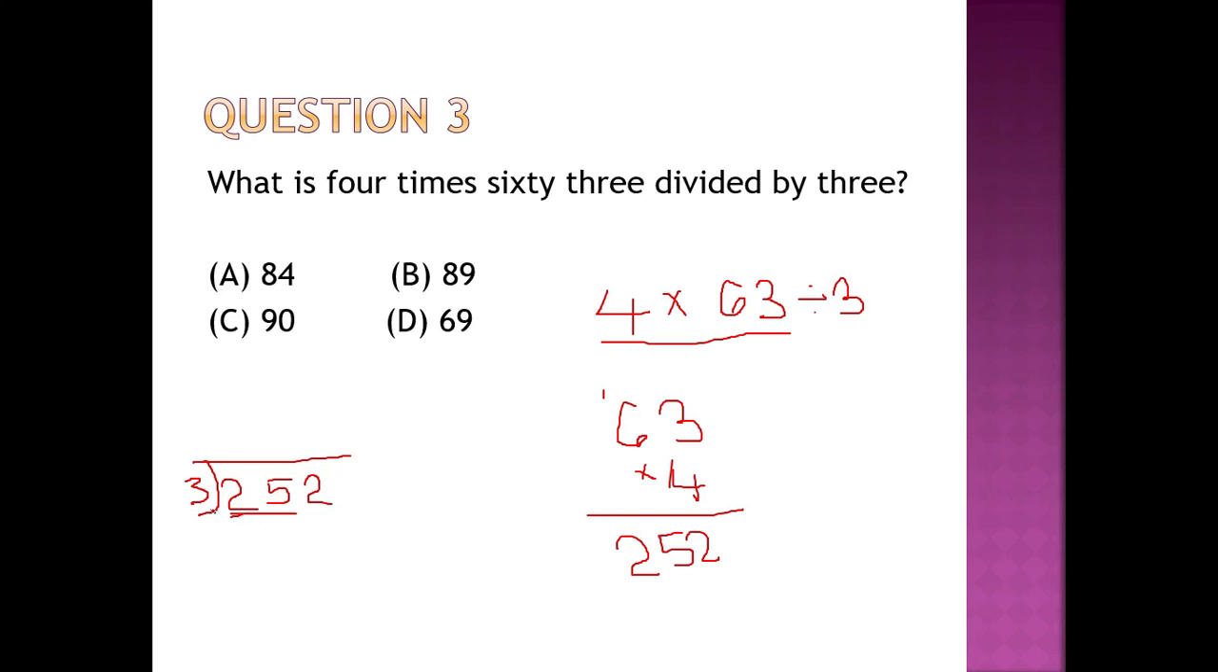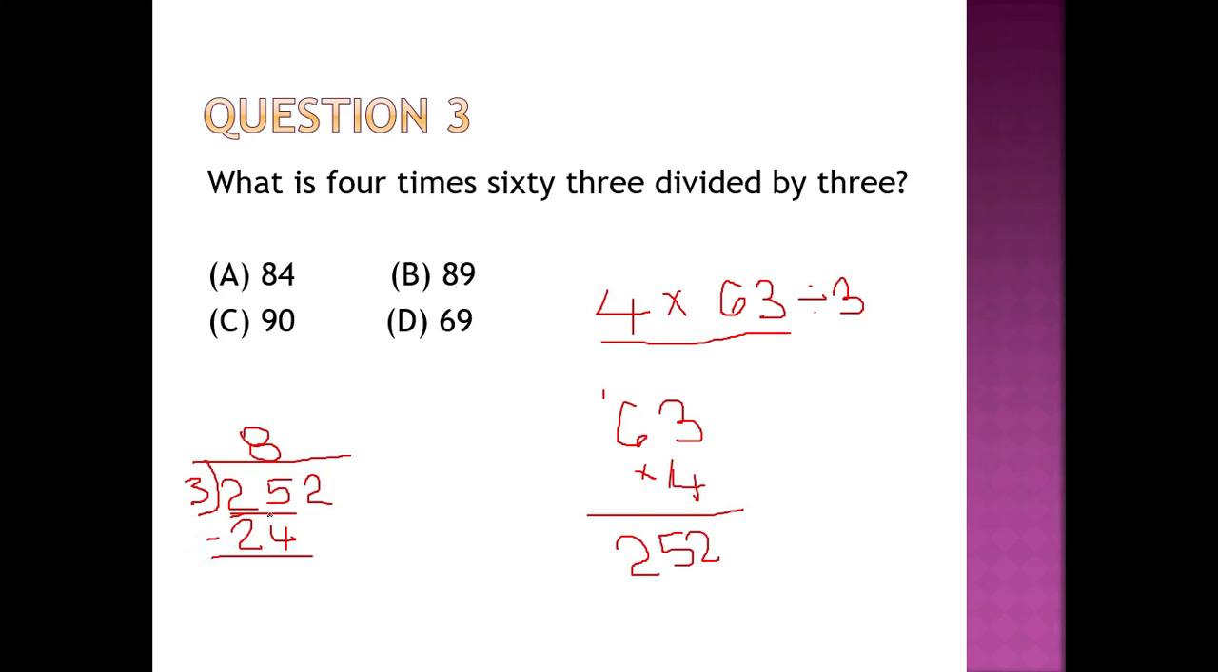So we go 3 into 25. That would be how many times? 3 into 25 is 8. 8 3s is 24.